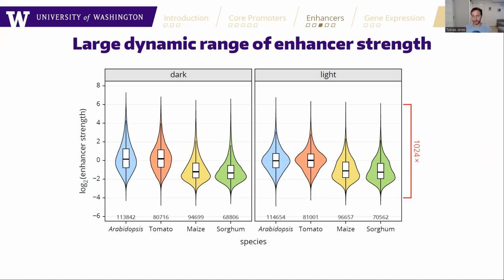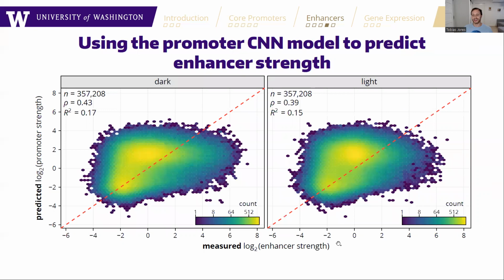And so again, we also thought computational modeling might be very interesting for this data. And so in a very simple experiment, I tried to see what happens if I use the CNN model that was trained on the core promoters to essentially predict promoter strength, and to see if this is correlated with the enhancer strength that we measured now in the assay. And so you can see with an R-square of 0.15 or 0.17, the accuracy is not very high.